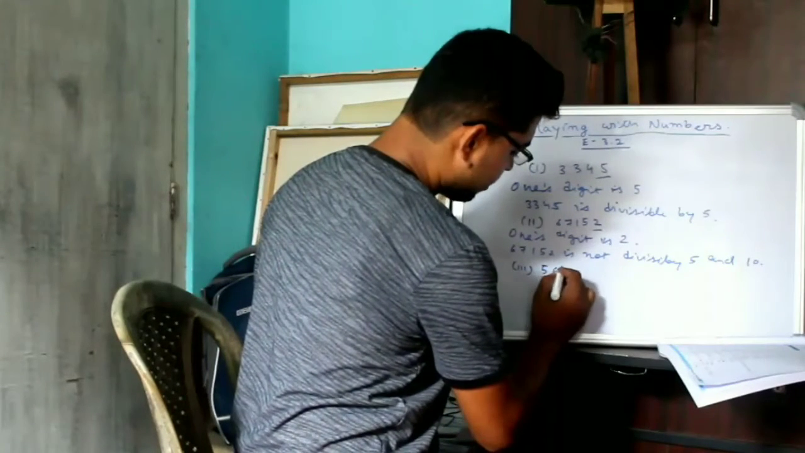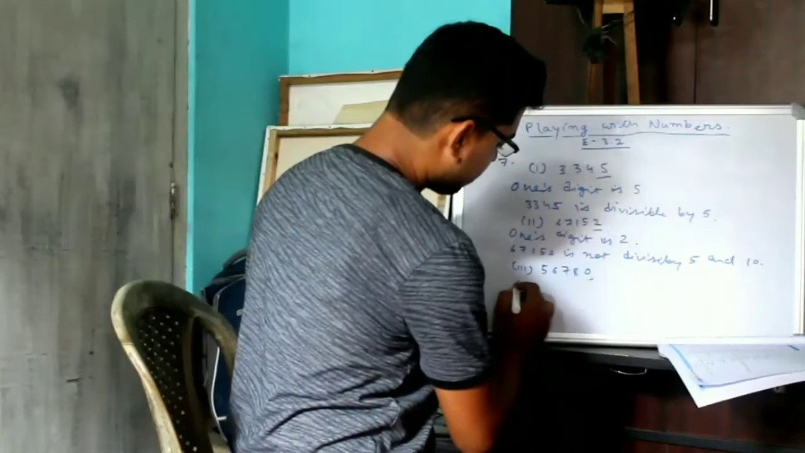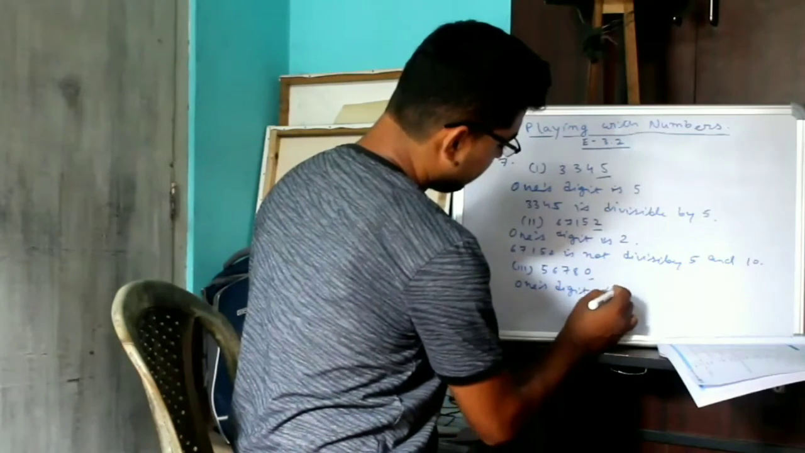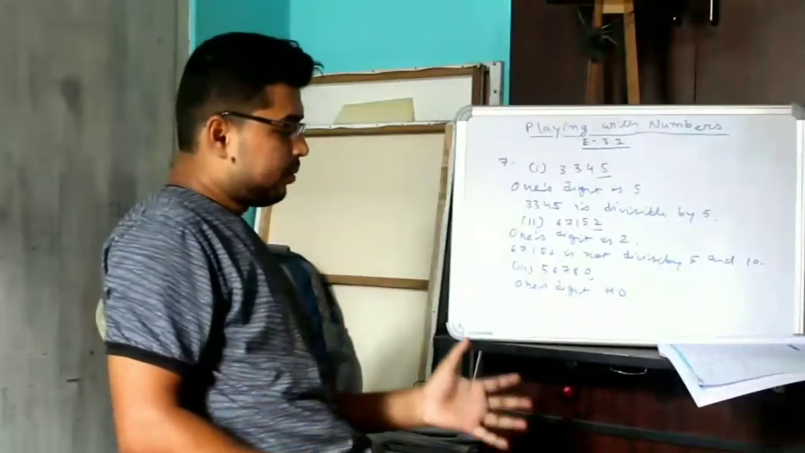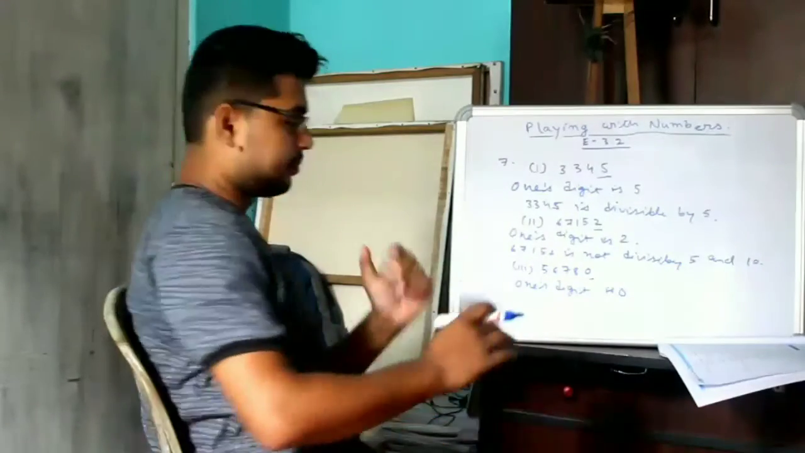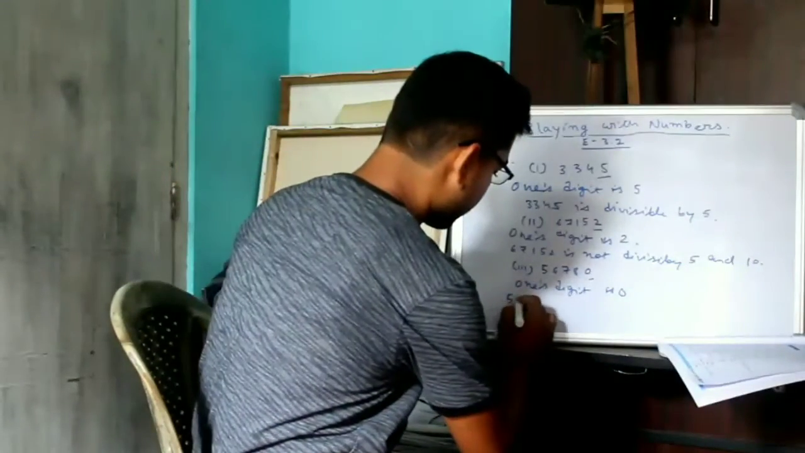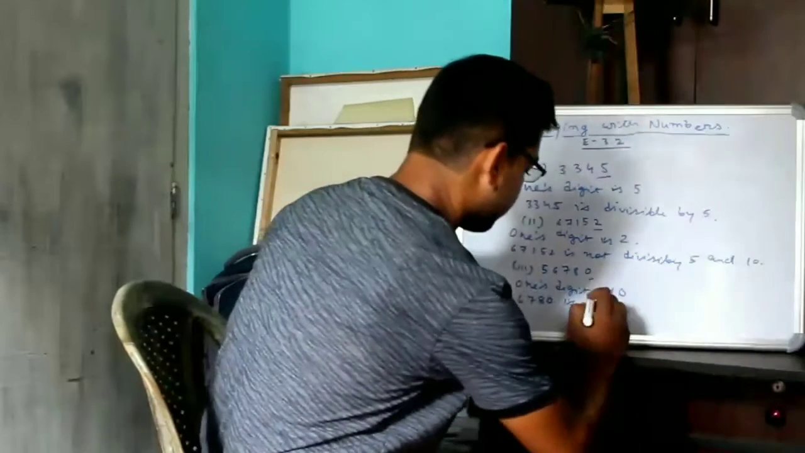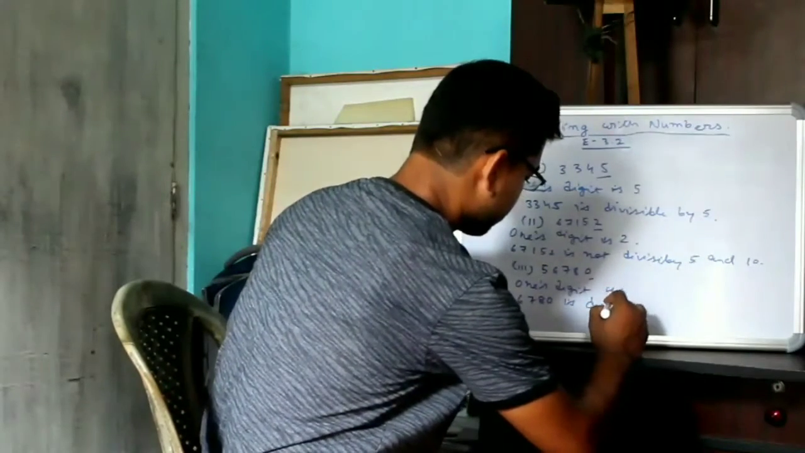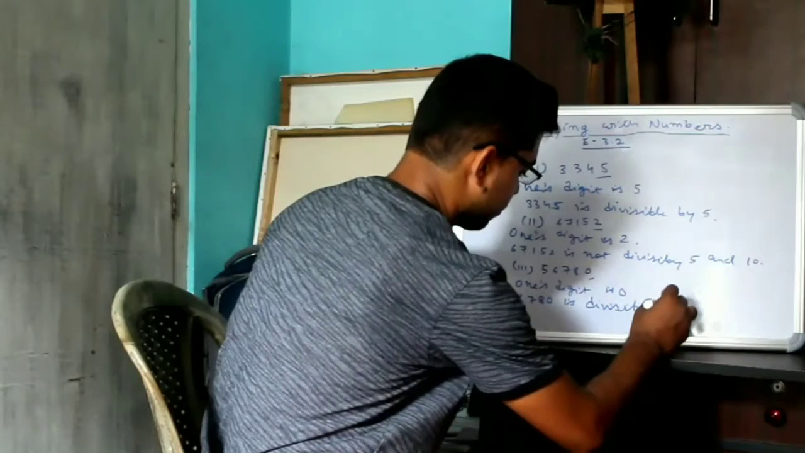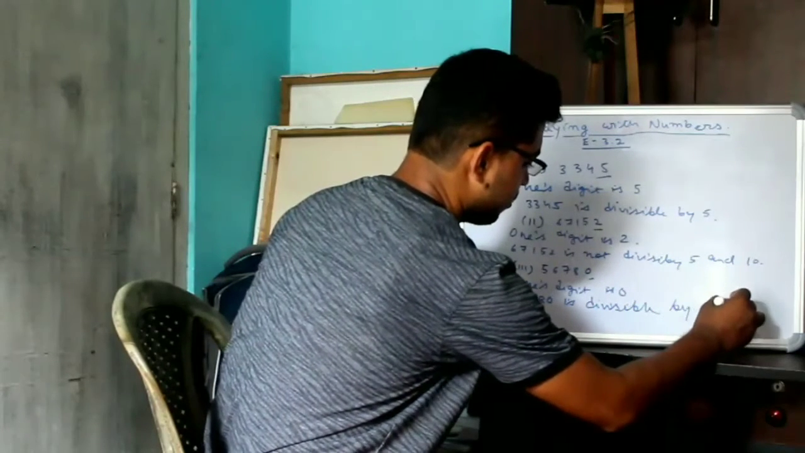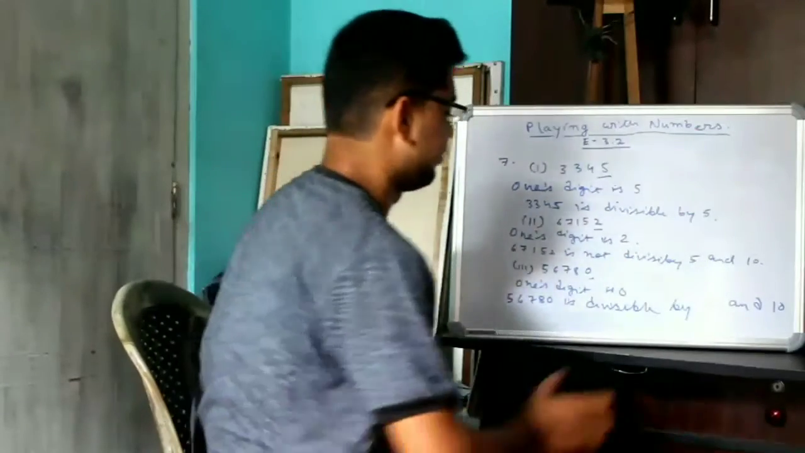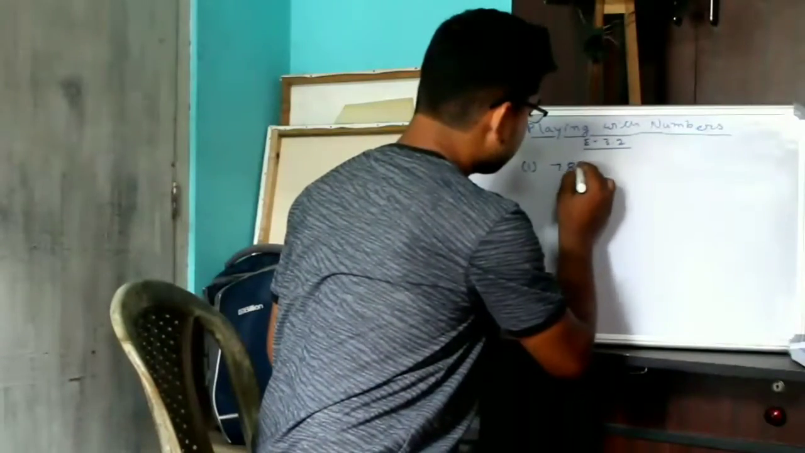Number 3: 5678. You will see the ones digit is 0. So 0 means it is divisible by 5 and 10. Five and 10. 854.